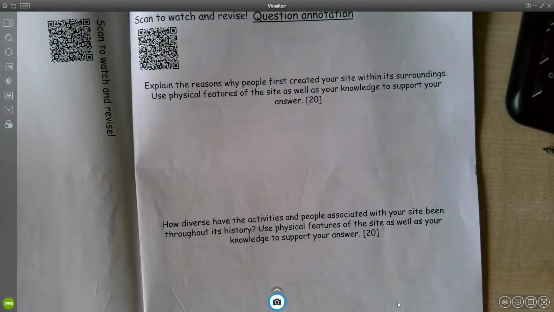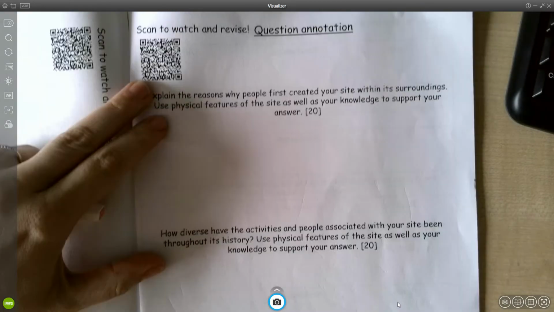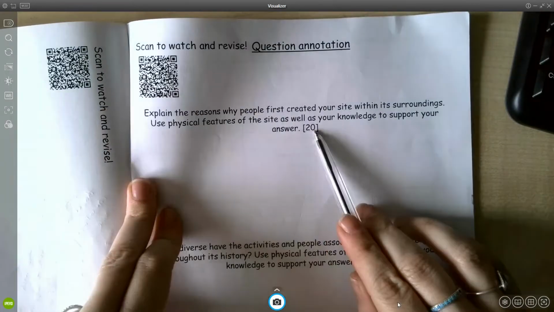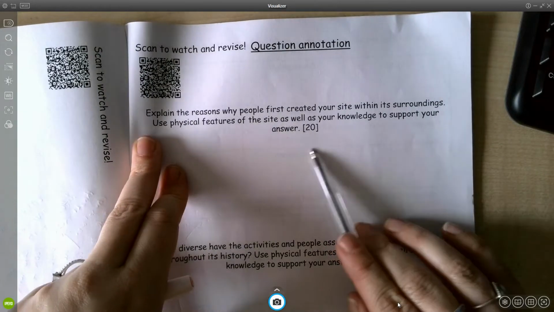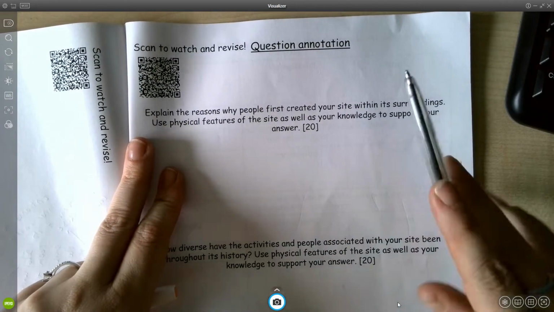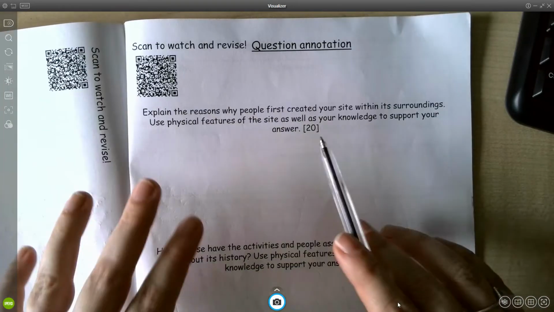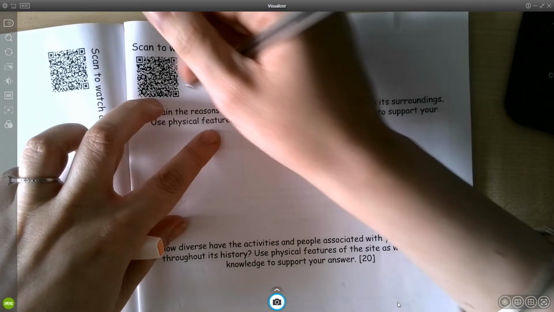Now, just like with the other questions, I'd like you to highlight the key parts of the question and then annotate around it some of the answers that you might use. Now, Skipton Castle, slightly different style of questions. These are worth 20 marks, but unlike in all the other papers where it's a how far do you agree question, it's not like that. For Skipton Castle, this is more like your 10-mark explain questions.